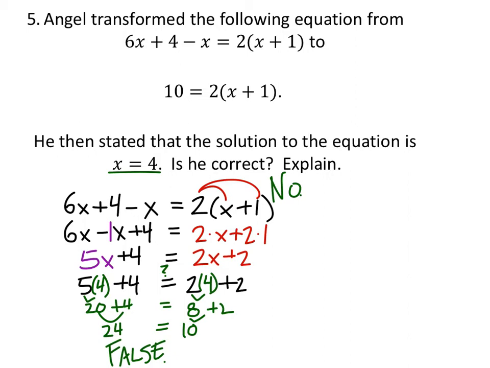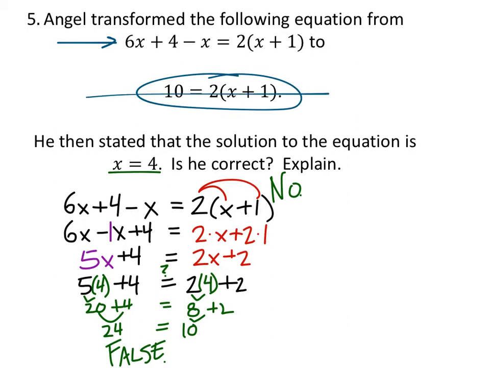Now we didn't even make it to this 10 equals 2 times x plus 1. If he used that one, it would have been true, but for the original equation, which is what we should always check our answers with, that is a false statement. So the second one didn't even matter in this case.